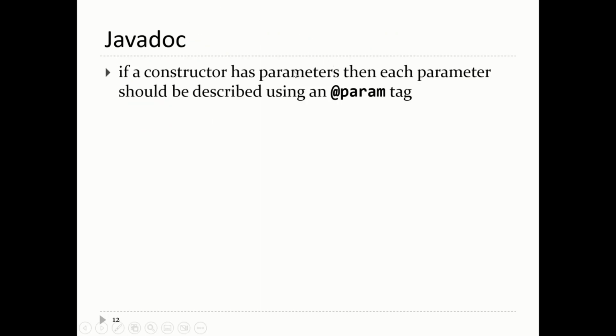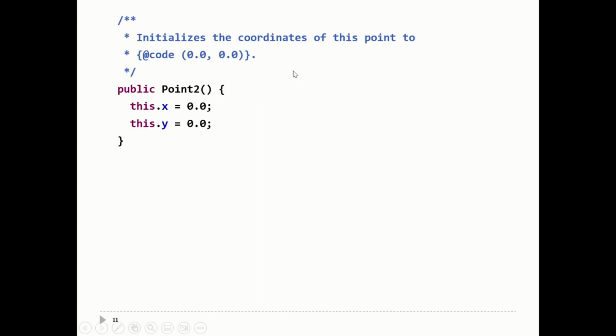Okay, if your constructor has parameters, then back here. When you describe the purpose of the constructor, you only describe what the constructor does. You don't explain how it does it. It's not unusual to see student documentation that says something like, initializes the coordinates of this point by setting this.x to 0 and this.y to 0. No one needs to know that there's a this.x or a this.y. All you have to say is what the constructor does. You don't explain how it does it.